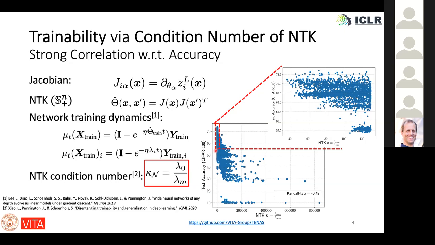By zooming in on the small number of architectures on the top left, we can see that a small condition number of the NTK is a more stable indication of good architectures. I will pause here for a while and see if there are any questions.